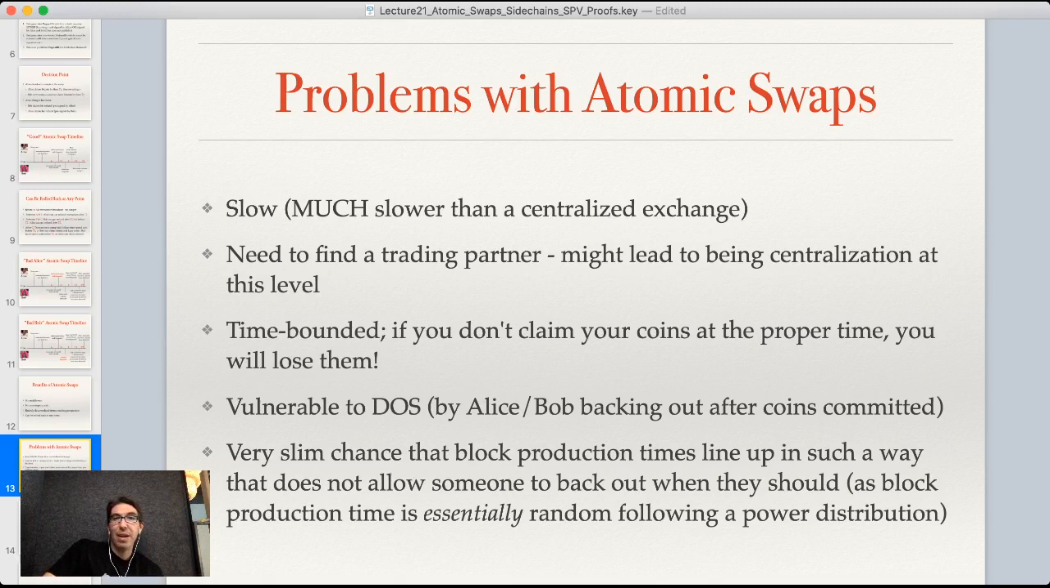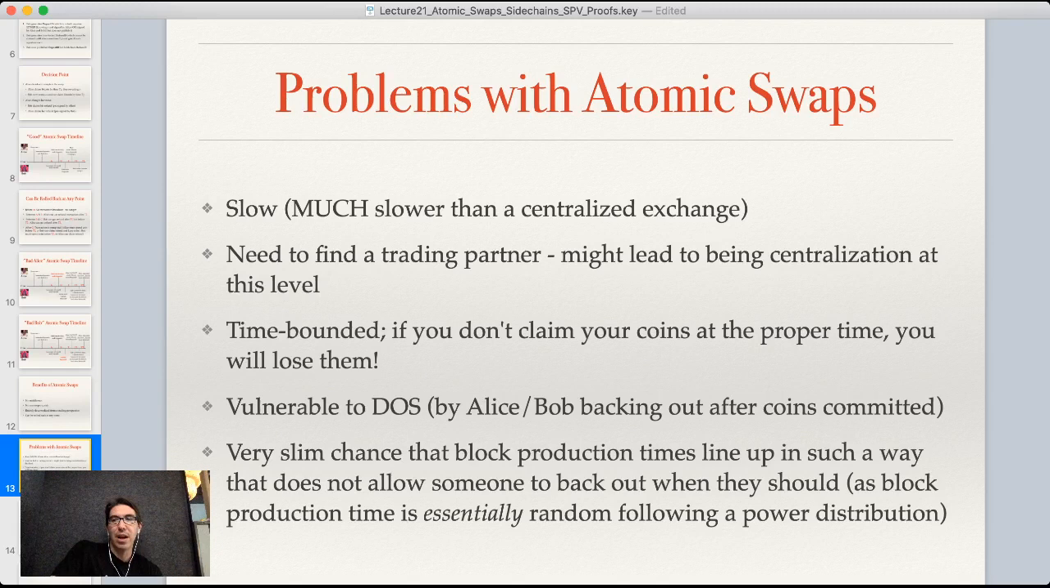You could have a denial of service attack, right? So if you want to make sure that your claim doesn't go through, maybe you can try to DOS Alice or Bob. Theoretically, there is a very slim chance, astronomically small, if you don't set this up correctly in terms of timing, that the block production times line up in such a way that T1 comes after T2 or something like that. Now this would be, again, astronomically unlikely.